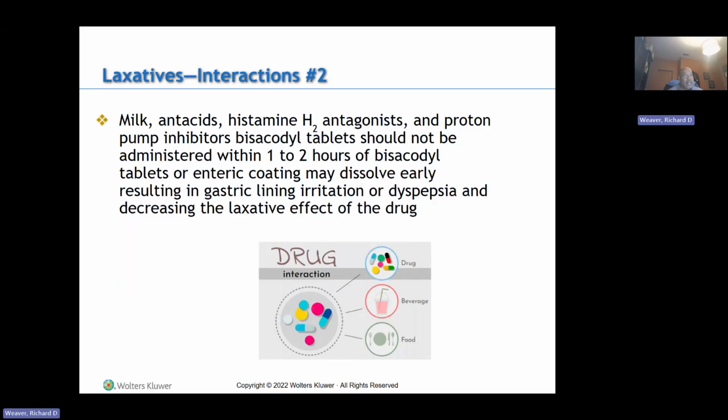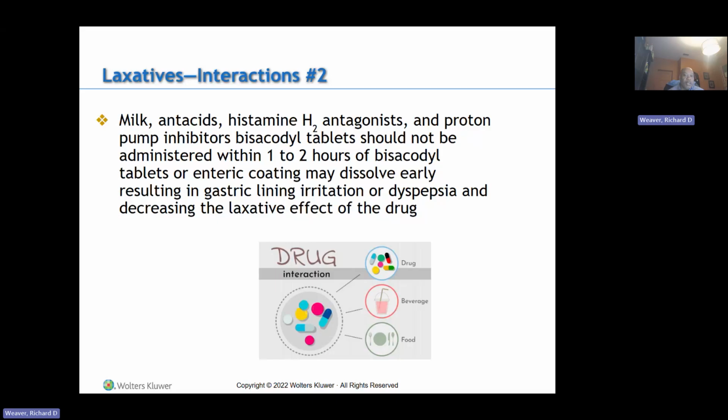See, the reason they coat some of these drugs, like the extended release drugs and so forth, is because we want the drug to be able to reach the small intestine and not be destroyed before that time. As long as it has the coating on it, it protects it from the GI secretions like the hydrochloric acid and so forth, allowing it to reach the intestine and to be absorbed, of course. If the coating is dissolved too soon, it can result in gastric lining irritation or dyspepsia, or it can also decrease the laxative effect of the drug as well.